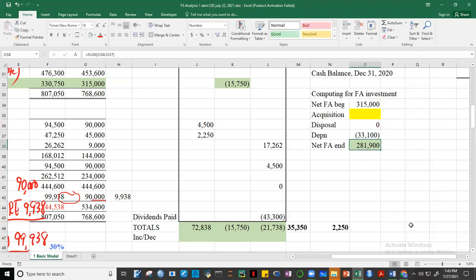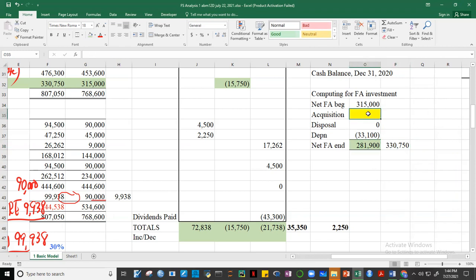Alright. So it turns out, guys, that our net fixed assets end is not correct. Our net fixed assets end should be this one. It should be 330750. And then, guys, it's wrong. What comes out is 281,900. Why?